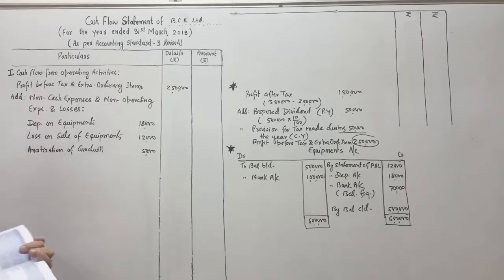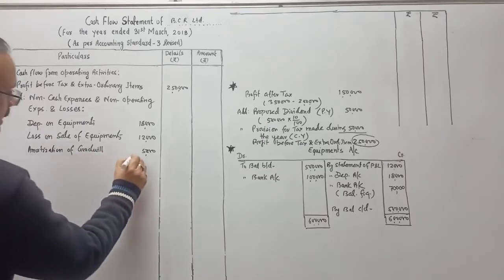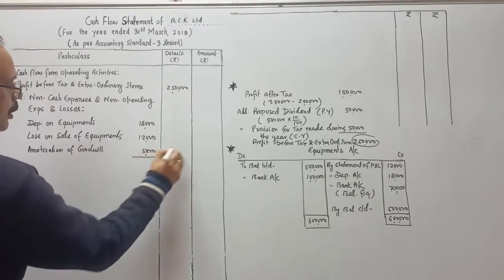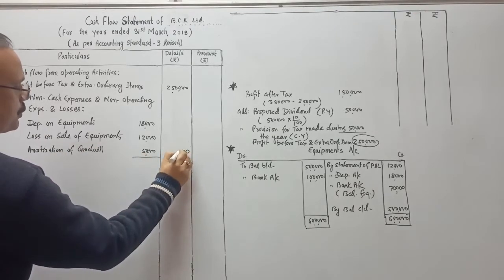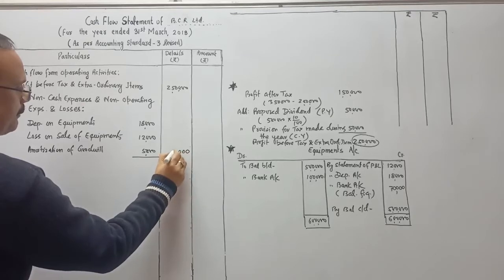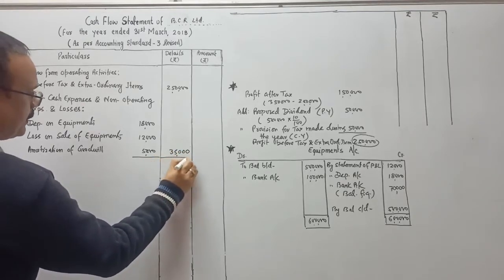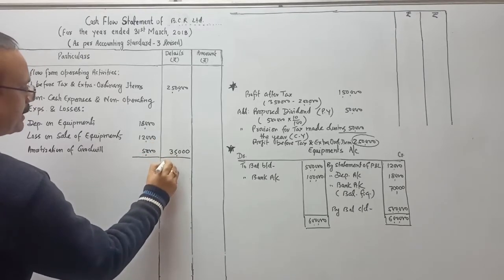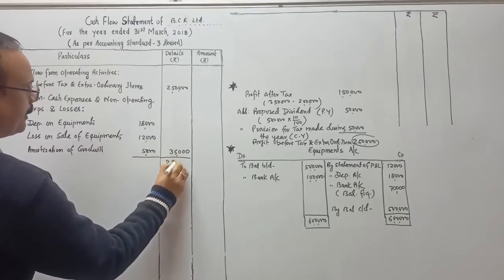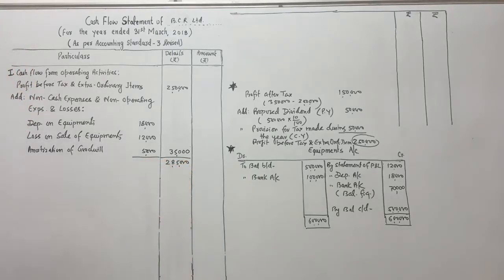So 18,000, 12,000 and 5,000. We'll add these three: the total is 35,000. So the total after that is 2,85,000. Is it clear?